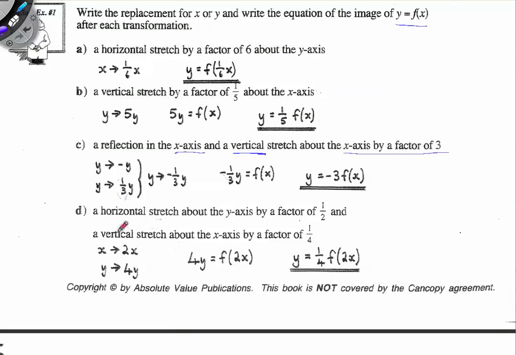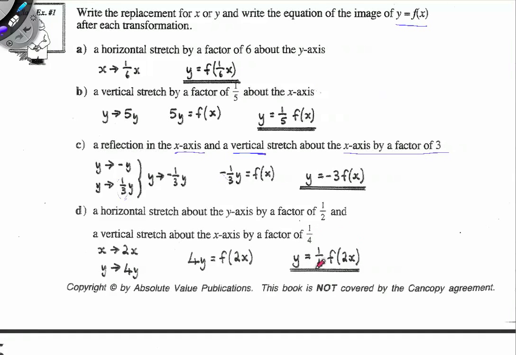And if it's a vertical stretch, you're going to put the multiplier beside the y, by a factor of a quarter. So write 4y. So replacing these two, where we see y and where we see x, these get replaced. Of course we can divide both sides by 4, or multiply both sides by a quarter, and we get this. This is typically how we see equations.